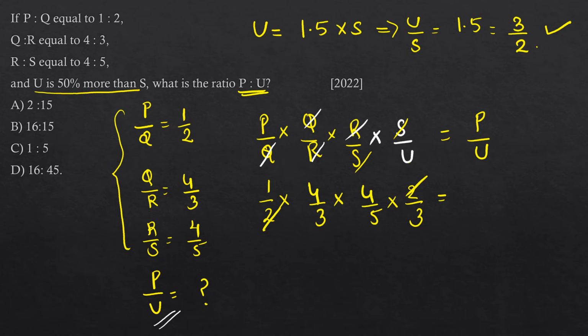Now what is the answer? This is 16 divided by 45. So P by U is equal to 16 divided by 45. Option D is the correct answer.